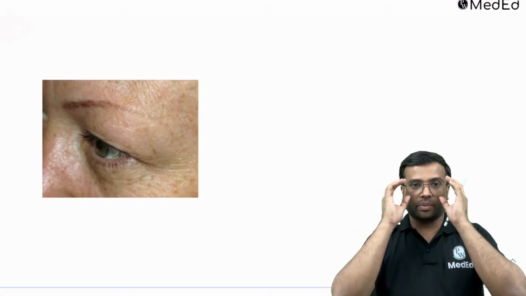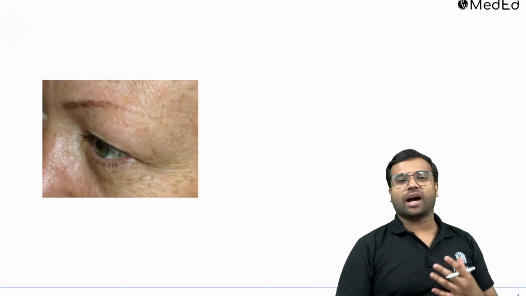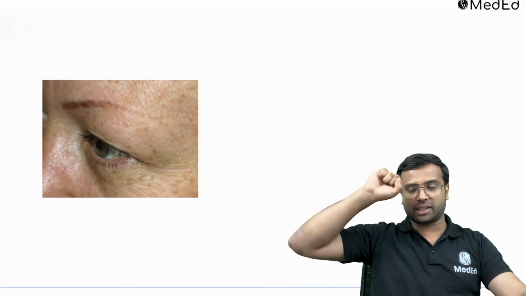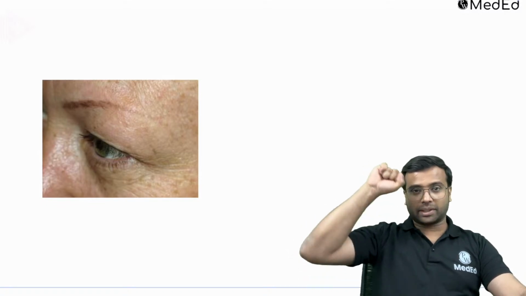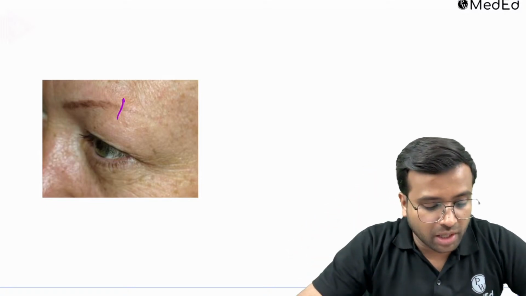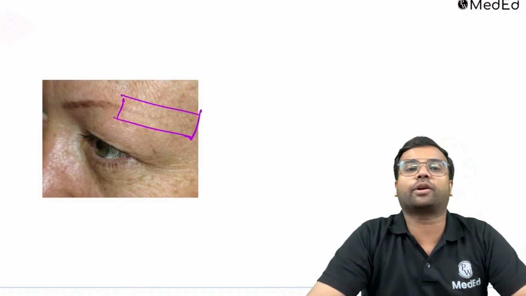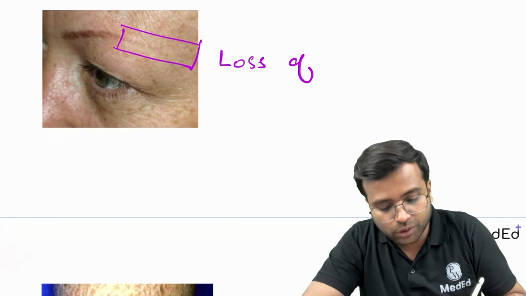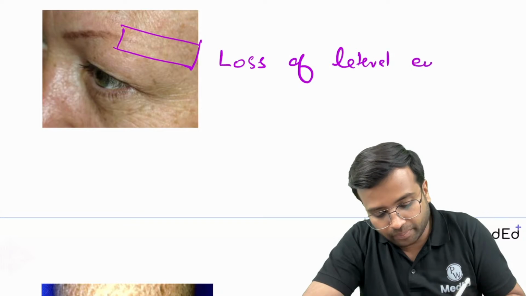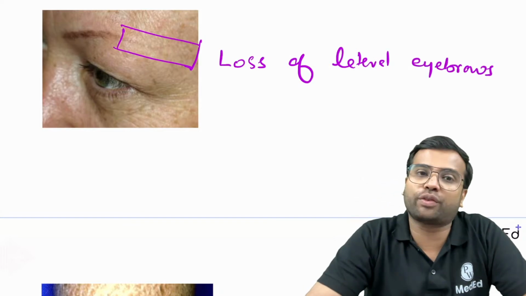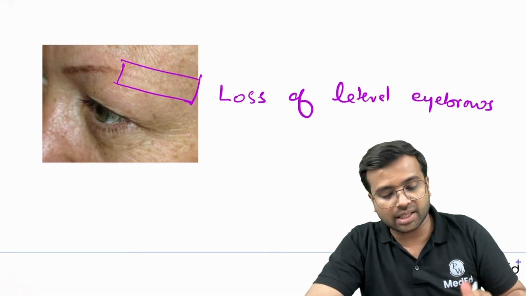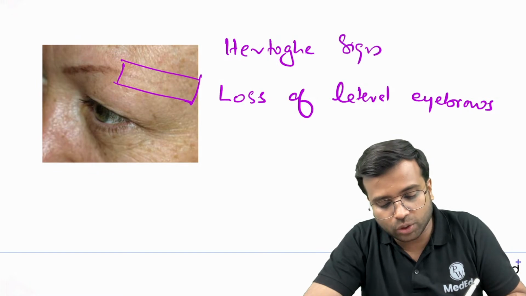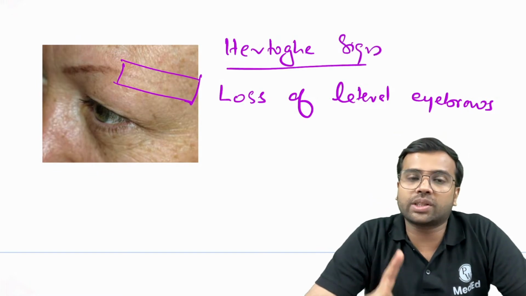Now let's see the second image. Now in all these patients, they are going to repeatedly rub over the skin. So if somebody rubs around the eyebrows like this repeatedly, because of this repeated rubbing around the eyebrows, the patient may lose the lateral part of the eyebrows. So when there is a loss of lateral eyebrows, we call it Hertoghe sign, which is also seen in atopic dermatitis. So this is Hertoghe sign.